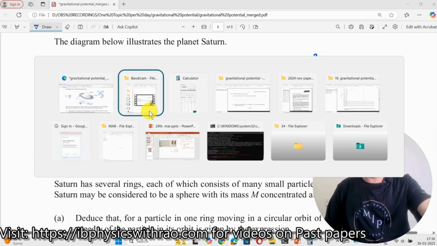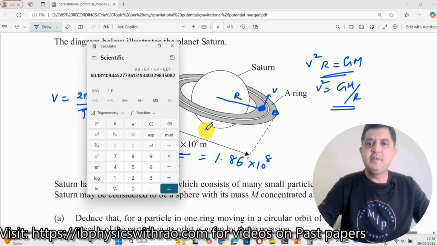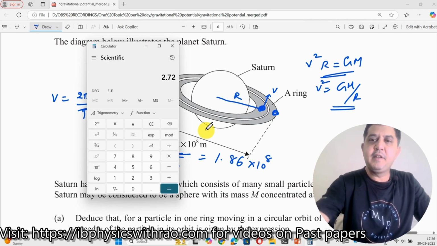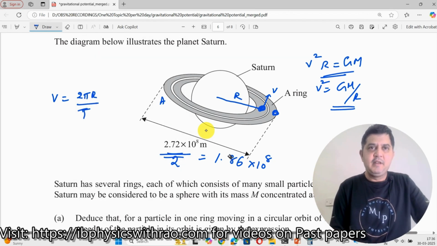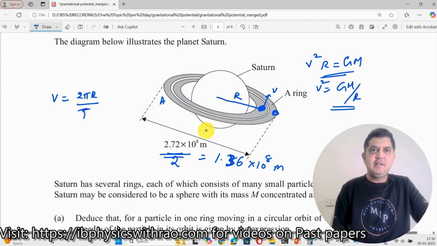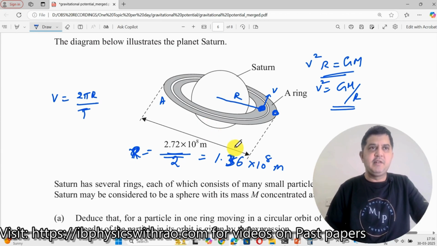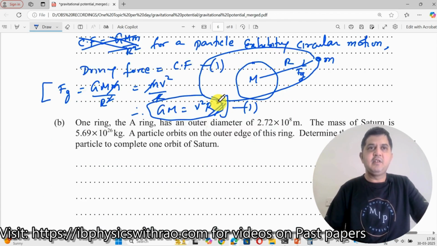Why don't we calculate it and see whether I am right or wrong? So 2.72 divided by 2, sorry, see 1.36 × 10^8 meters. So this is your radius. I'll write capital R. So we got all this value. Now what we do is, you need to substitute this value of r, and the value of v we get from here. So let us do this here.